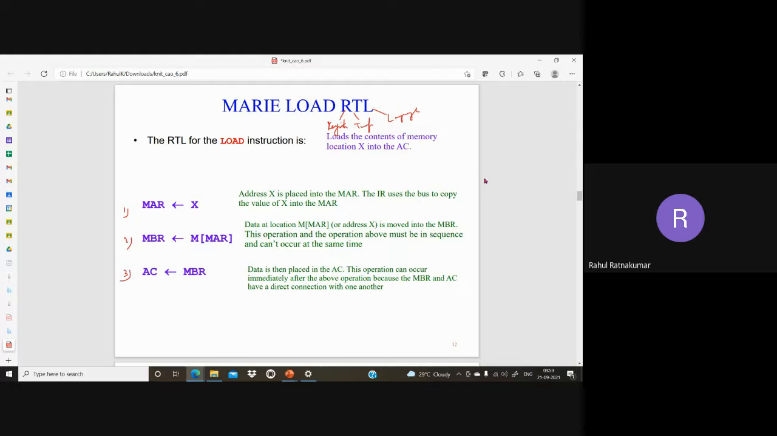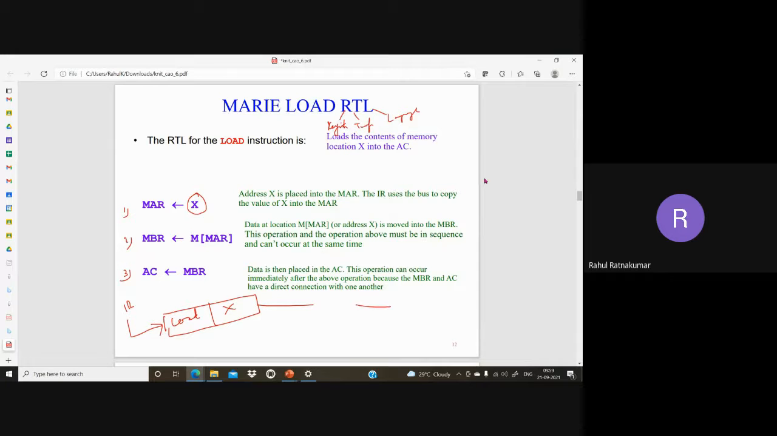This is actually a language of the basic hardware, describing how basic data transfer happens within the hardware. For example, X is going into MAR. What is the meaning of X? That means your instruction has 2 parts, for example, load X. This is the instruction, which is stored in the IR, and then it goes to the decoder in the control unit. Now X is going to the MAR.